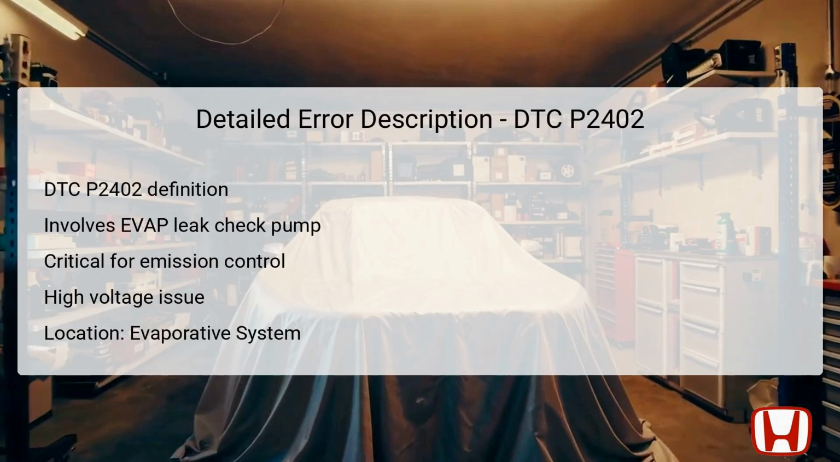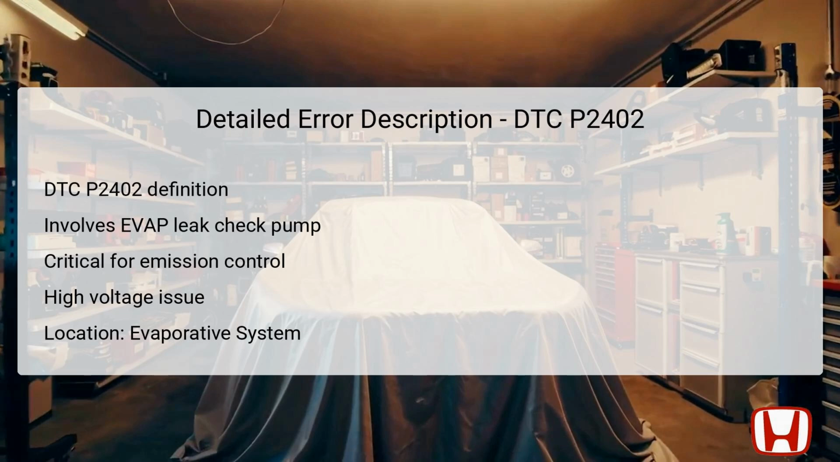issue. DTC P2402 signifies a high voltage condition in the EVAP leak check pump control circuit. This system plays a vital role in the vehicle's evaporative emissions control system by performing leak detection to ensure proper sealing of the fuel vapor system.